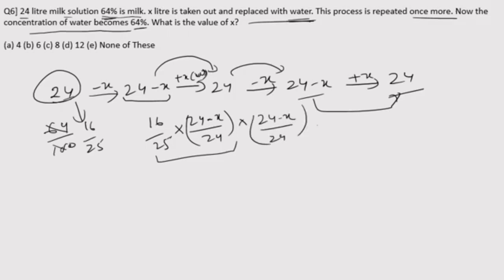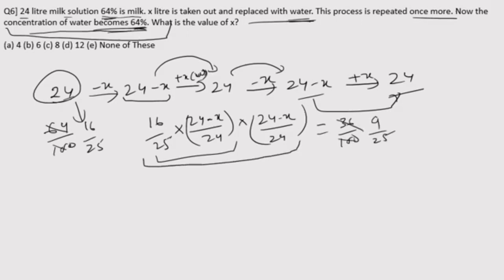Okay. Now finally, the concentration of water becomes 64%, as given here. The concentration of water becomes 64%, but we are working with milk, so milk becomes how much? 36%. 36% means 36 by 100, that is 9/25, right? So we have to solve this equation and find the value of x, but a better approach is to check with the options, rather than solving and forming a quadratic equation.